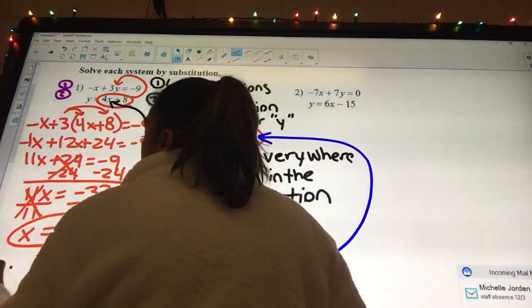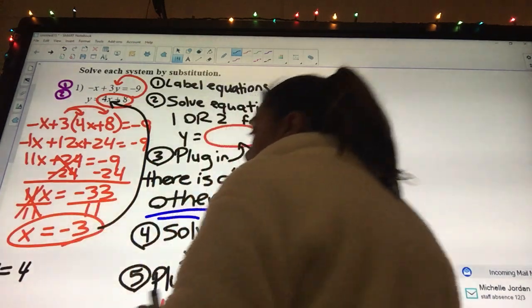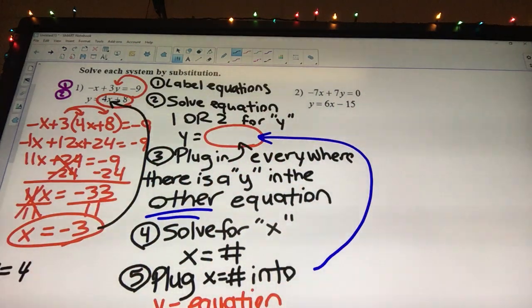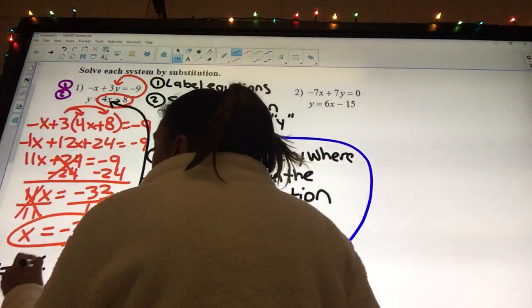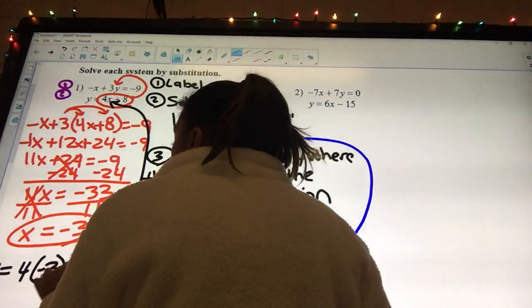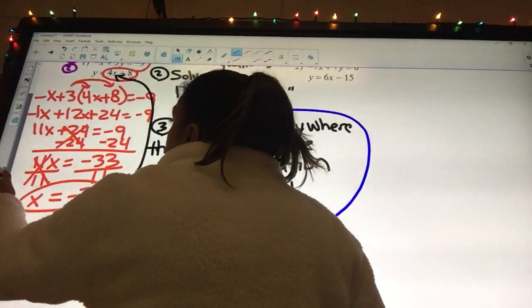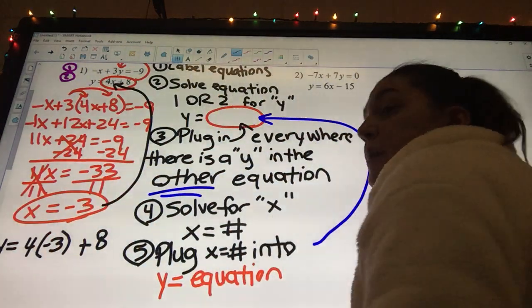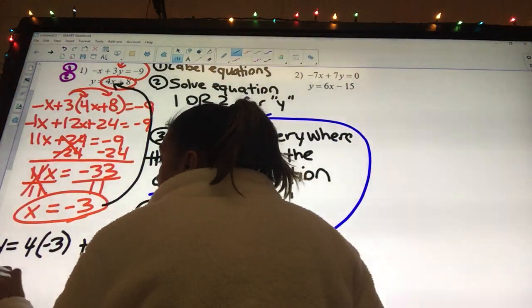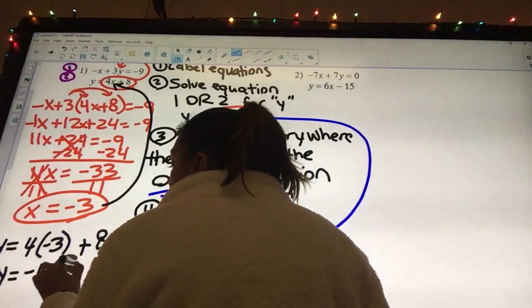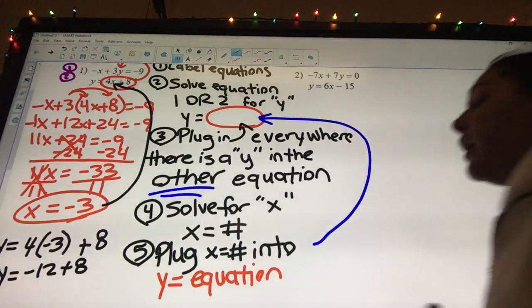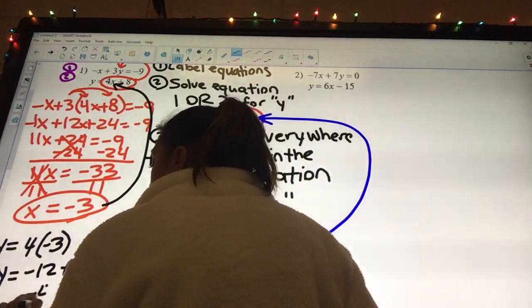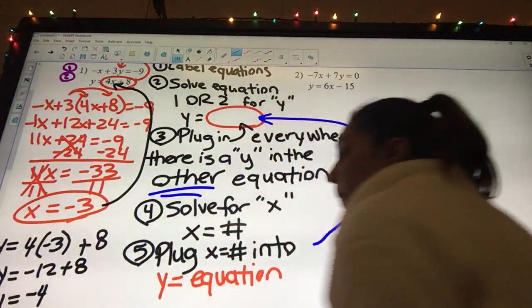So I got y equals 4, and instead of x it's going to be negative 3, plus 8, sorry. So 4 times negative 3 is going to give me y equals negative 12 plus 8. Negative 12 plus 8 is going to be negative 4.